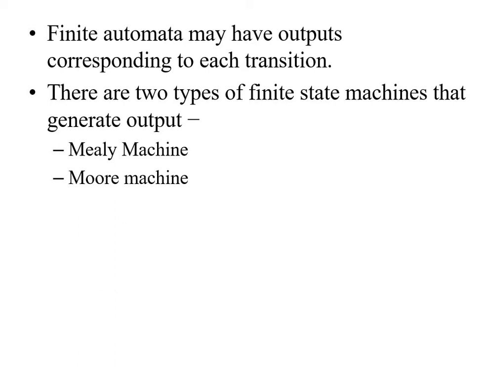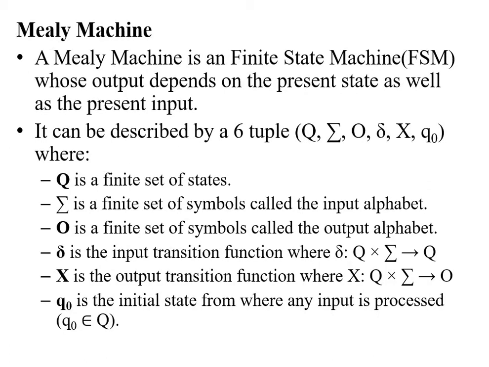Finite automata can also be used as an output device. Such machines do not have a final state. The machine generates output on every input. There are two types of finite state machines that generate outputs. First is the Moore Machine and second is the Mealy Machine. First we discuss the Mealy Machine.